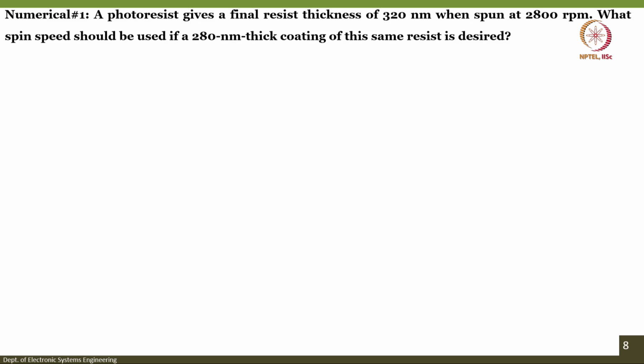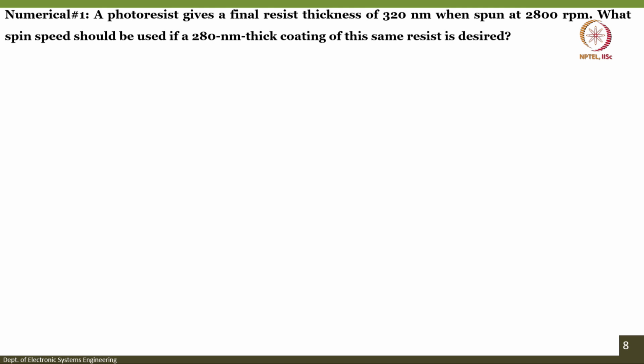So now we will quickly see some of the examples. Examples are very easy and might be helpful for you in some assignments, or some exam at some point of time, but the most important part is you should know what is the physical inference out of it. So first numerical says that a PR gives a final resist thickness of 320 nanometer when spun at 2800 rpm. What should be the spin speed if you want 280 nanometer of coating?